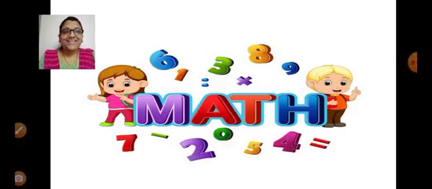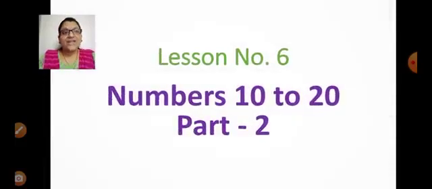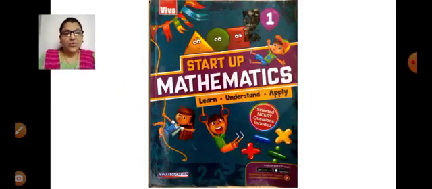Children, in the last session, Reena Miss started a new lesson, lesson number 6, numbers 10 to 20. In today's session also, we are continuing with the same lesson. In the last session, in the textbook, we completed till page number 78, question number 6. Today, we will be taking from page number 79, question number 7.